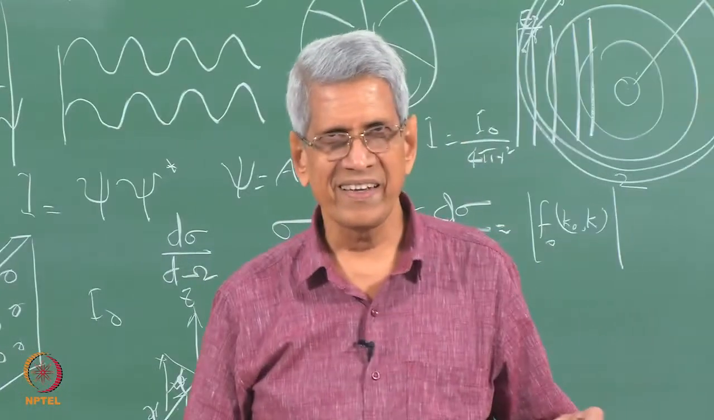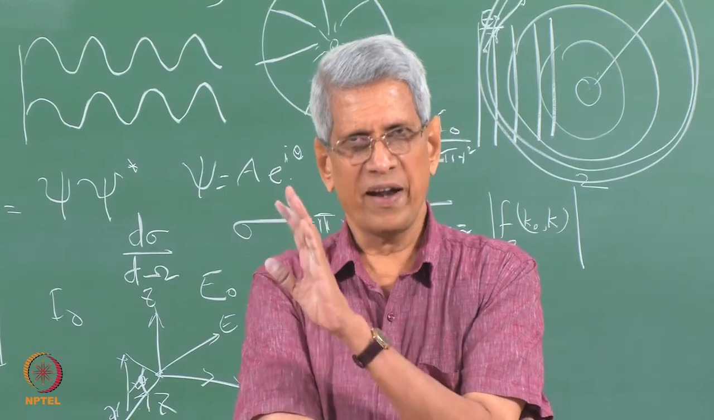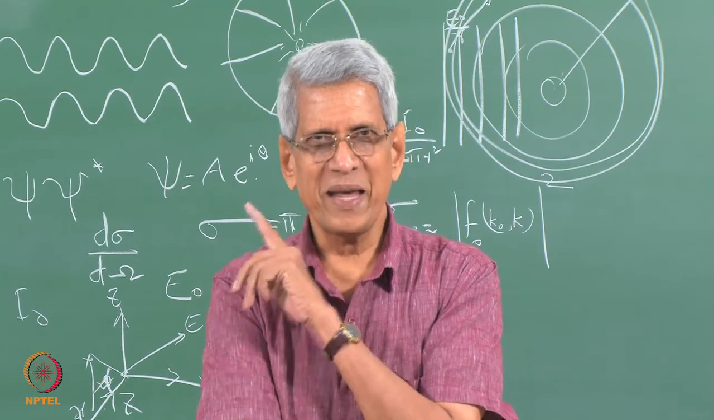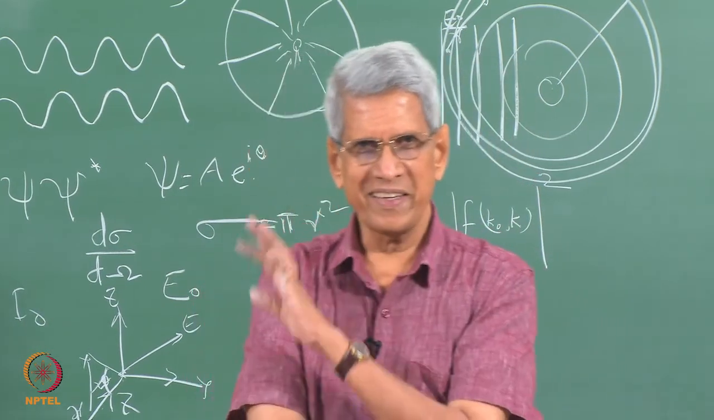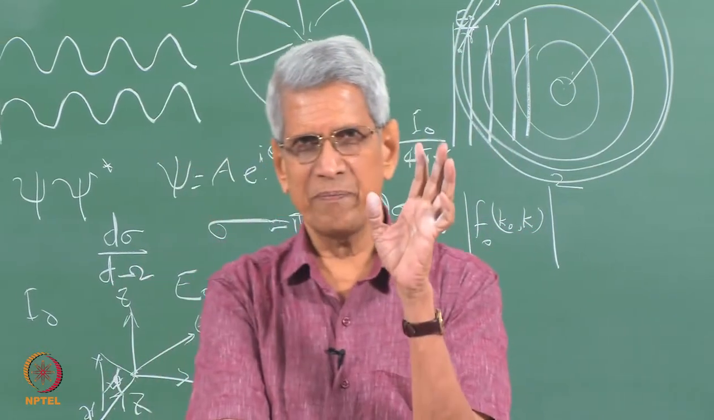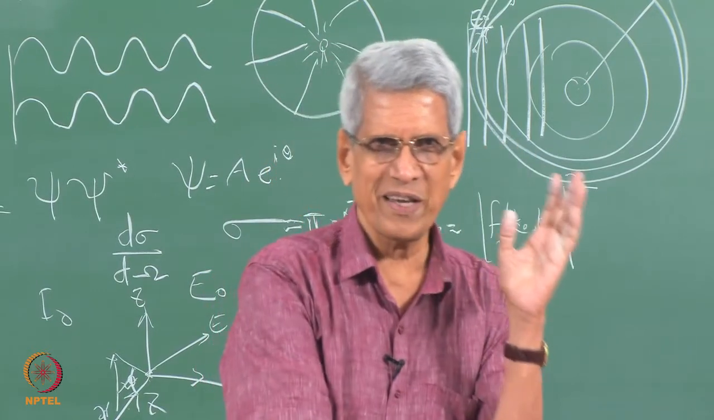This clear? So in short, if you look at X-ray scattering, the atomic scattering factor in the forward direction is proportional to Z or equal to Z. But for all other angles, we have to use the table to find out what the value is. It essentially decreases with increasing angle of scattering. The number of electrons in any atom only determines the atomic scattering factor. The nucleus has no effect.